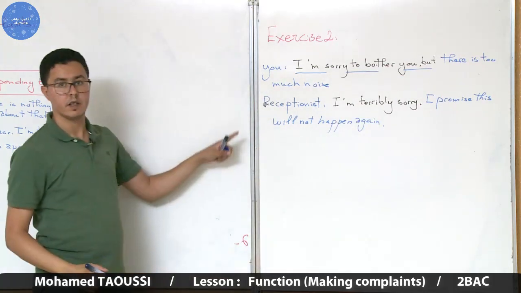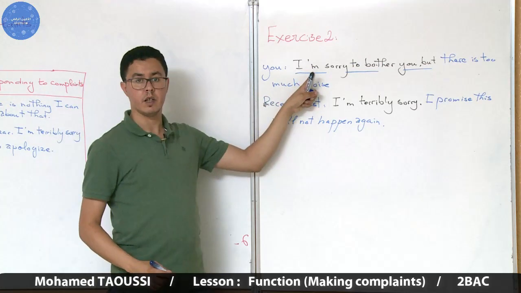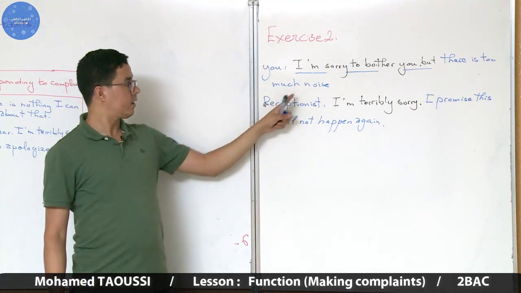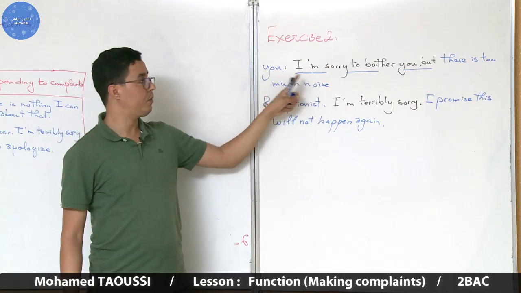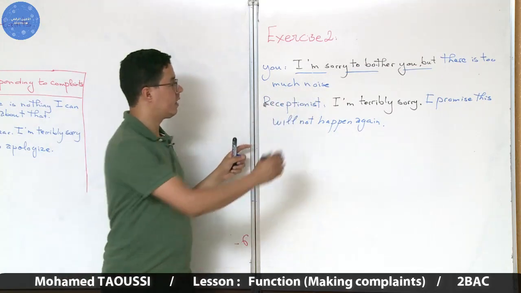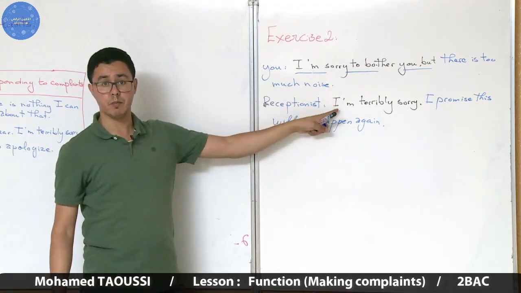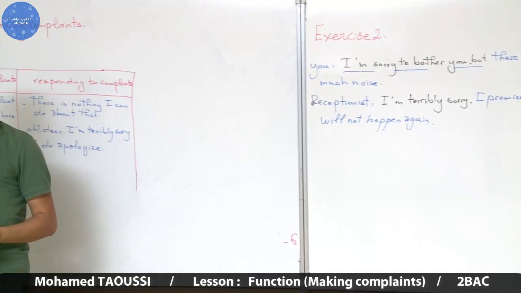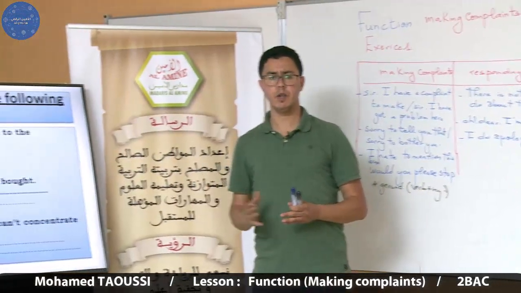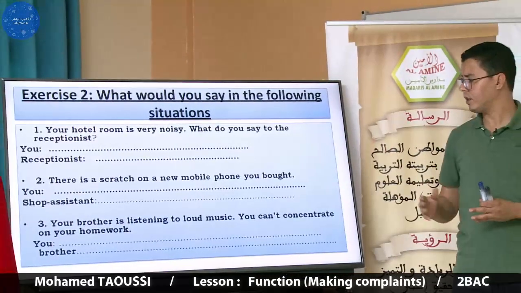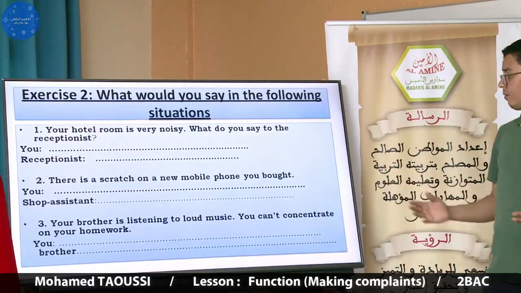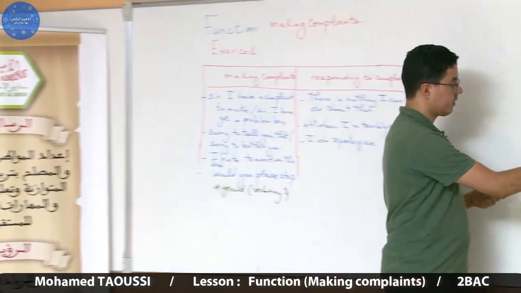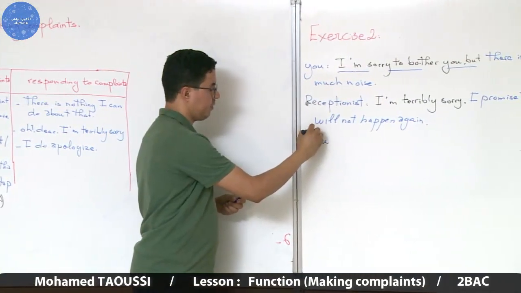So here we use an expression for making a complaint, like I'm sorry to bother you, because you are complaining as there is noise in your room. And the receptionist is responding or apologizing, and he says, I'm terribly sorry. Now we are going to move to situation number 2. There is a scratch on a new mobile phone you bought.